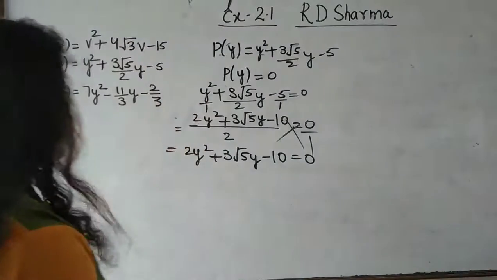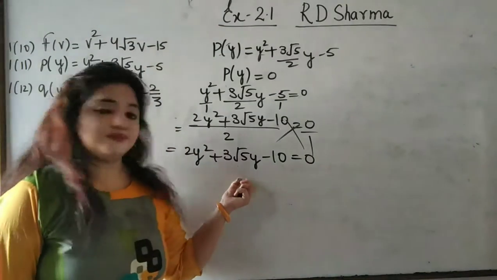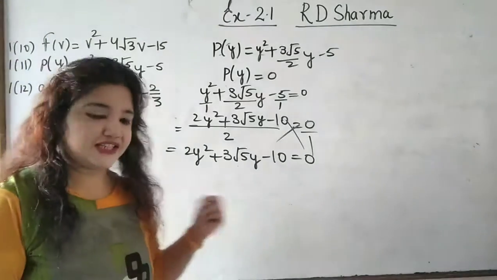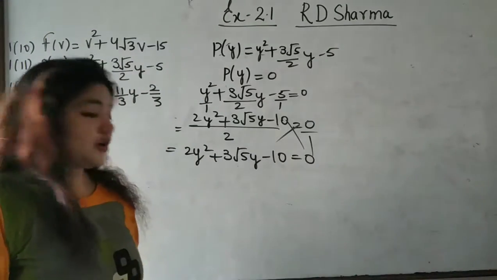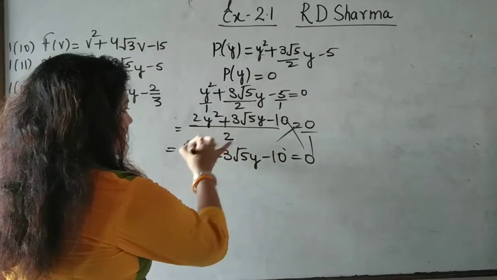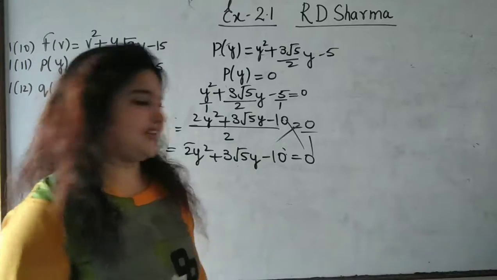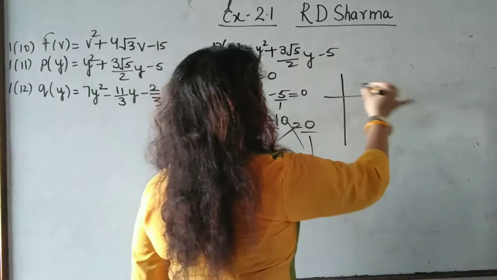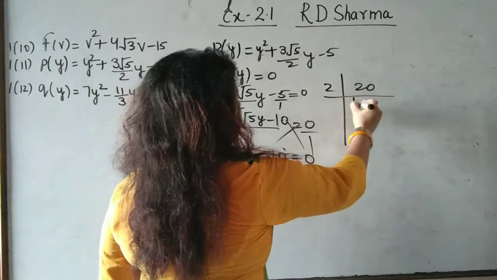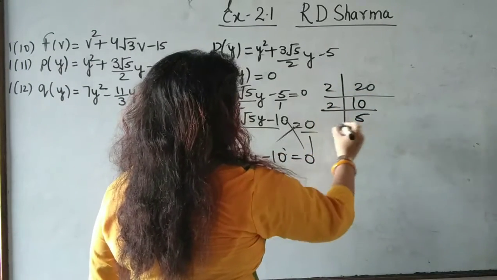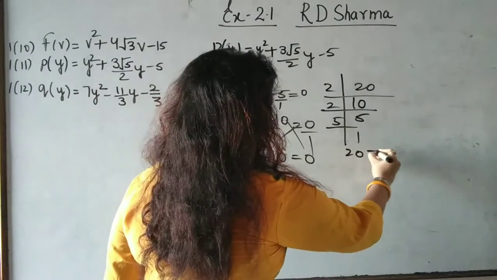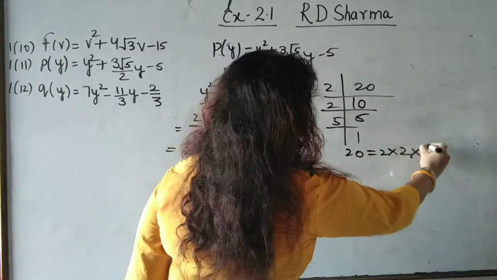Right? Okay. So we have to find the zeros of this polynomial. So let's solve. Which method are we going to adopt? Middle term splitting method. It means we will multiply this 2 and 10. 2 tens are 20. And we will do the prime factorization. 2 tens are 20, 2 5s are 10, 5 ones are 5. So we can write 20 is equal to 2 into 5.